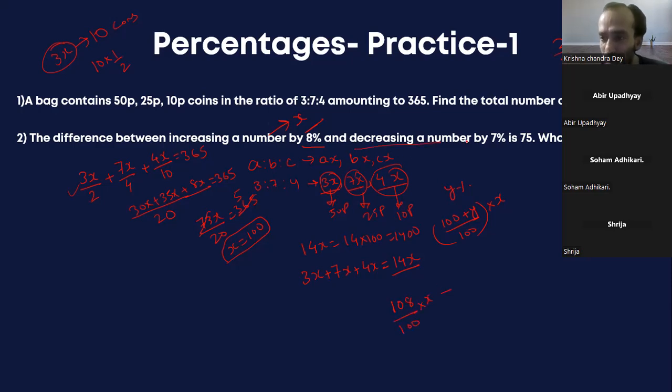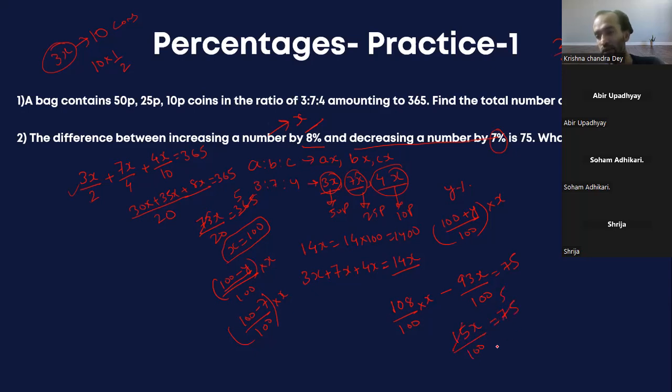Minus decreasing by 7%. When I decrease, it will be 100 minus y by 100 into x, right? So here y is 7%. So 100 minus 7 by 100 into x. That will be 93x by 100. They are saying this difference is equal to 75. What is the number? If I take the LCM 100, 108x minus 93x is 15x by 100 is equal to 75. Cancel it, 5. So x is equal to 500. That's it. Is it clear to everyone?